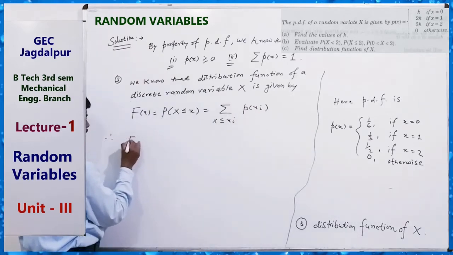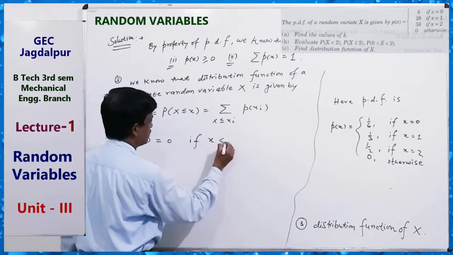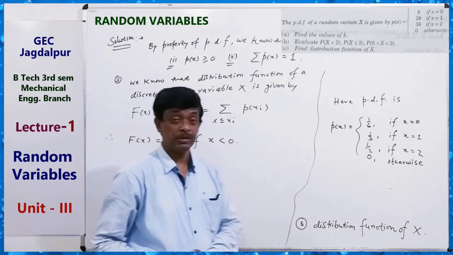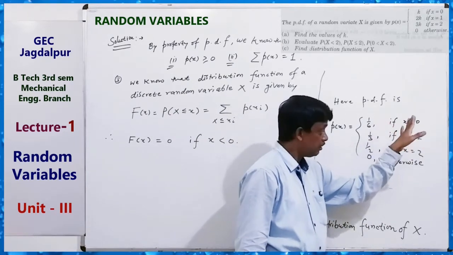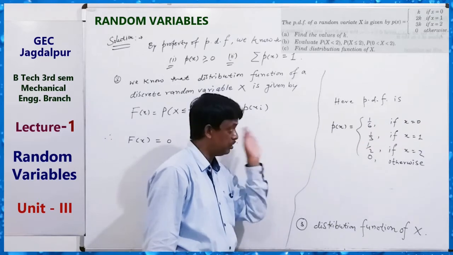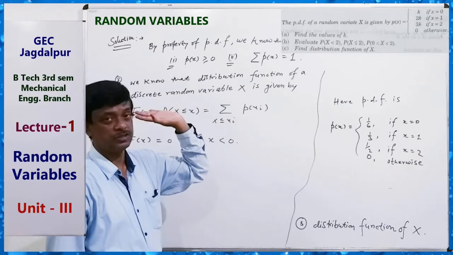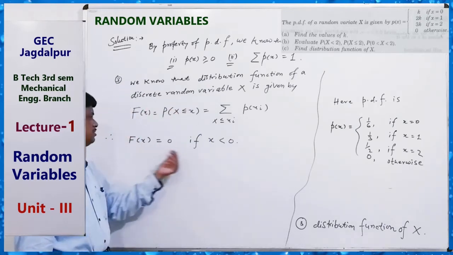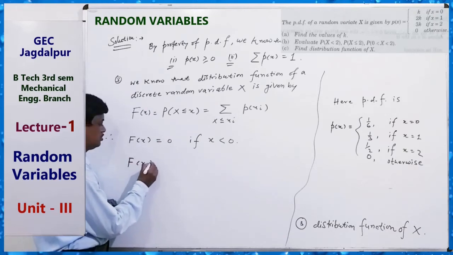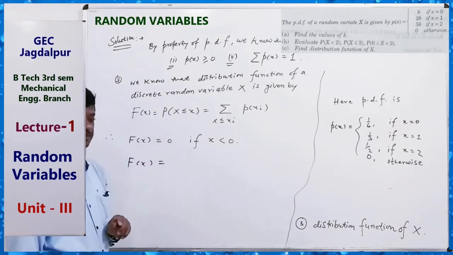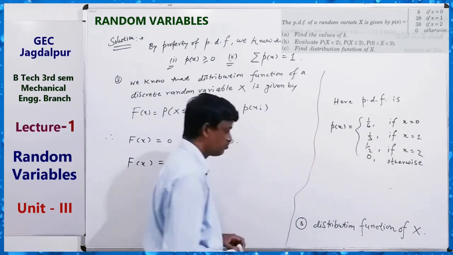Therefore F(x) equals 0 if x is less than 0. We will consider all values. Here x equals 0 for this, and for values below, nothing is there, so this can be 0. Now F(x) equals what?